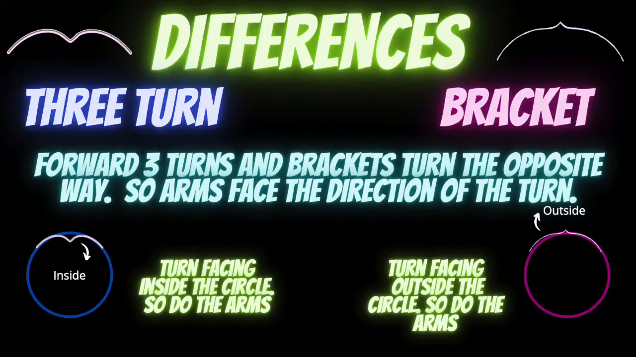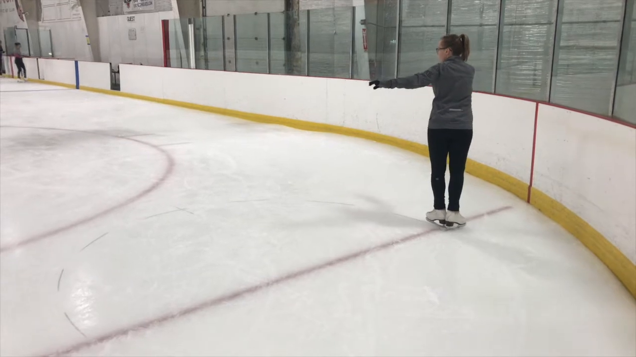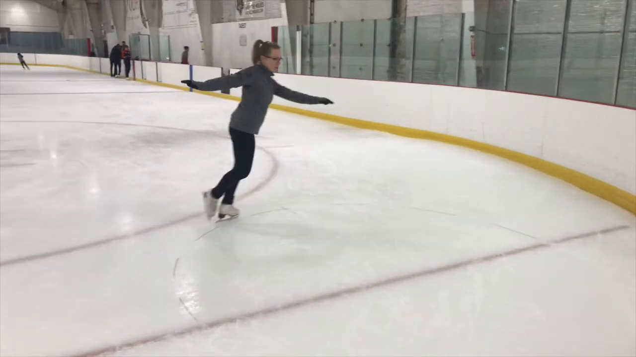We're going to bring it into another step now to explain it, and we're going to talk about the arm position. So when we are doing a forward 3-turn, our arms are going to be facing the direction of our turn. So when I do my 3-turn, I'm facing inside the circle and I'm turning inside the circle. So my arms are going to face inside the circle. My shoulders and my arms are going to face inside that circle, and I'm literally going to almost think about hugging the circle.